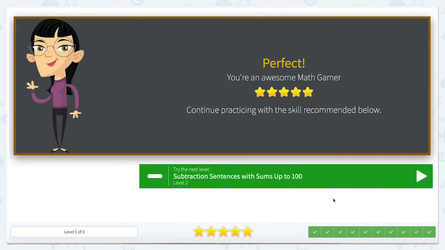I think we are doing really great now at subtraction sentences. Nice work.